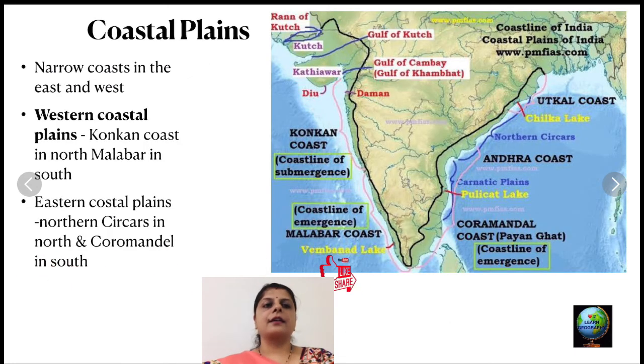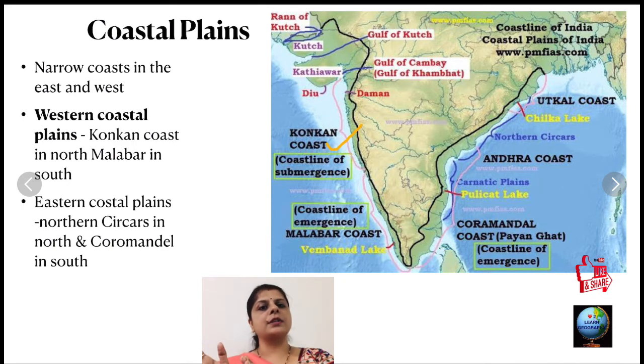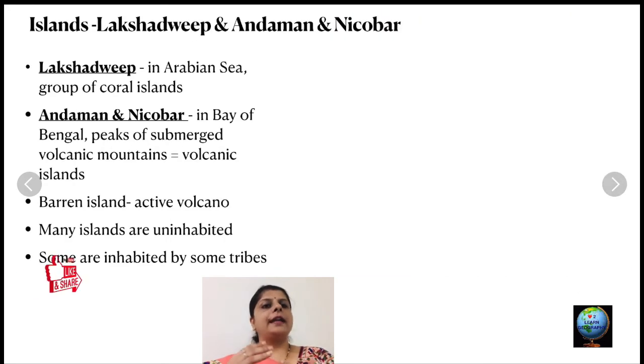Coastal plains. Coastal plains are narrow coasts in the east and west shores of India. Western coastal plains are known as the Konkan coast in the north and Malabar in the south. Eastern coastal plains are known as Northern Circars in the north and Coromandel coast in the south. Indian islands, which include Lakshadweep and Andaman and Nicobar, you are aware of.